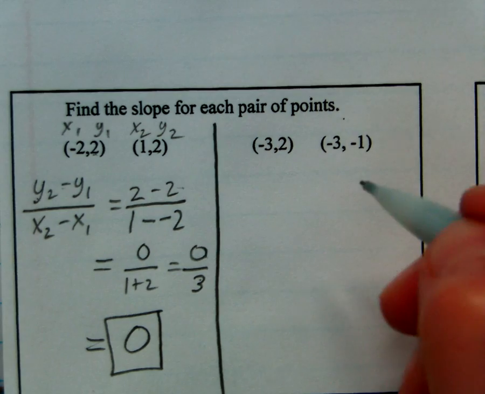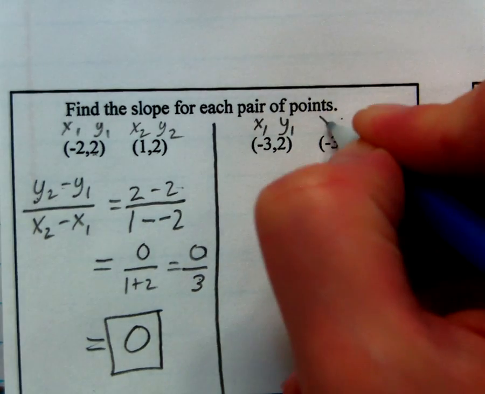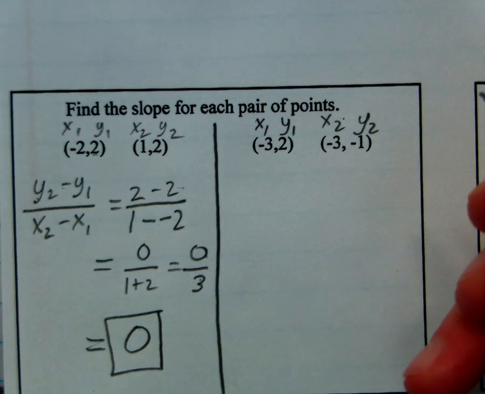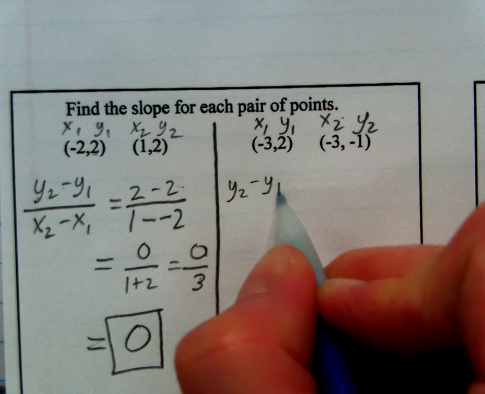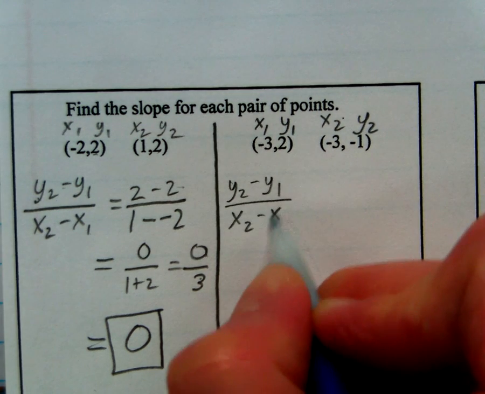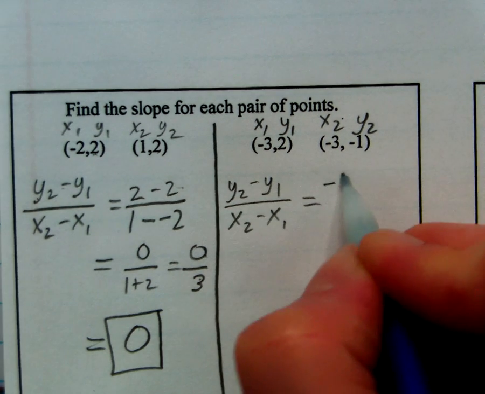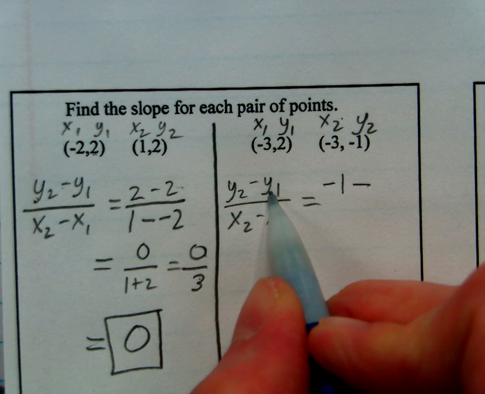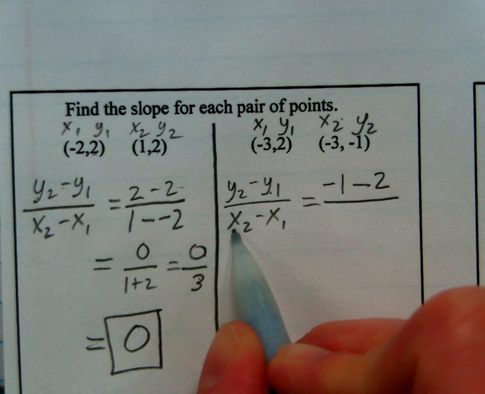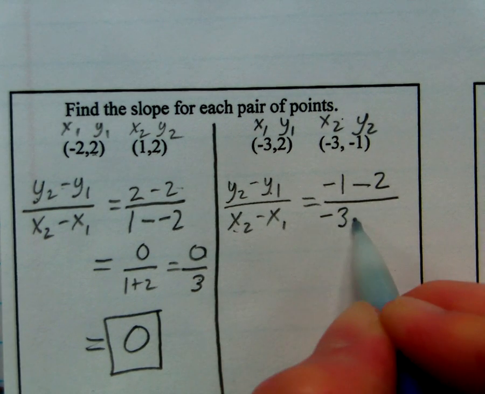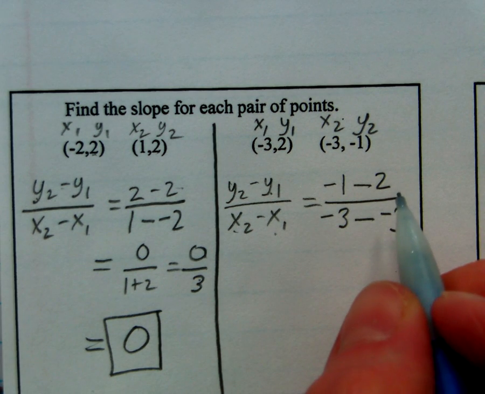Okay? So then let's go over and look at this set. This is x1, y1, x2, and y2. Okay, so our formula is y2 minus y1 over x2 minus x1. So let's start off with this. What's y2? Negative 1, and then I do minus. What's y1? 2. I'm just putting the numbers in where they are. What's x2? Negative 3 minus, what's x1? Negative 3. There's a whole lot of minuses happening here.